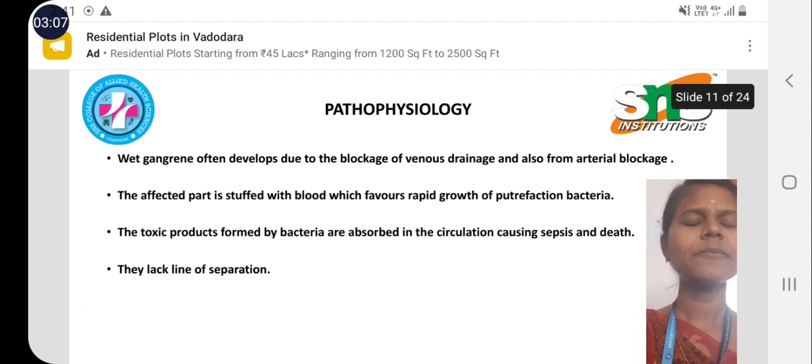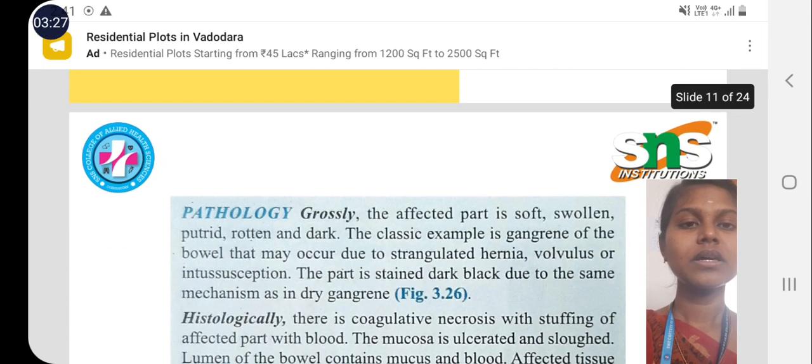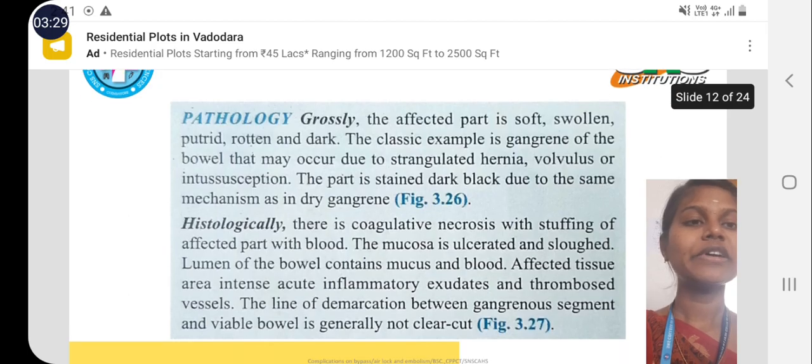Pathophysiology of wet gangrene. Wet gangrene often develops due to blockage of venous drainage and also from arterial blockage. The affected part is stuffed with blood, which favors rapid growth of putrefactive bacteria. The toxic products formed by bacteria are absorbed into the circulation, causing sepsis and death. They lack a line of separation. So pathologically, the affected part is soft, swollen, putrid, rotten and dark.